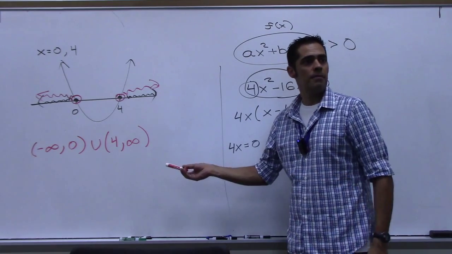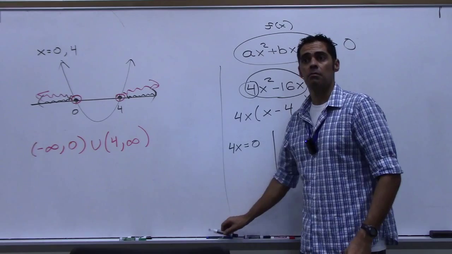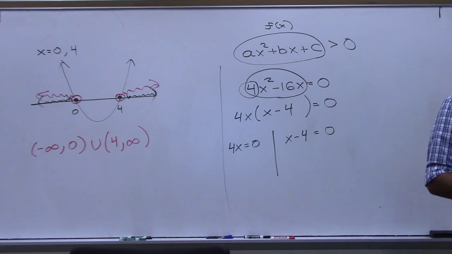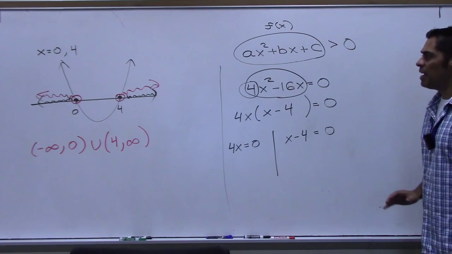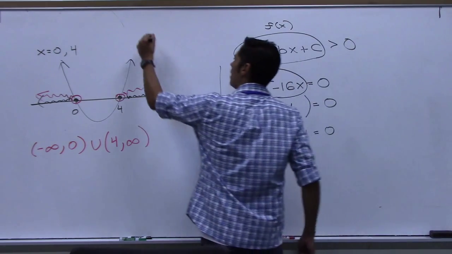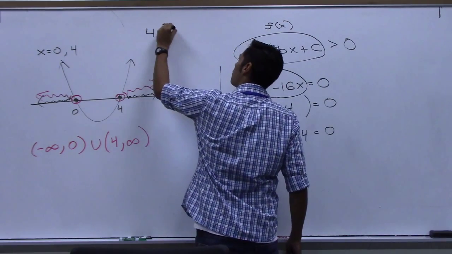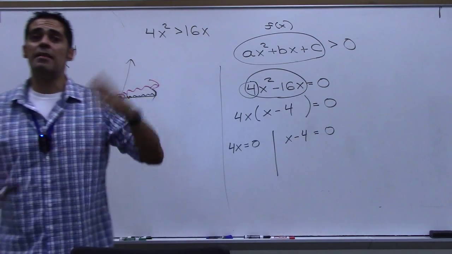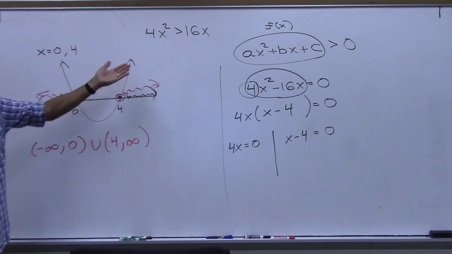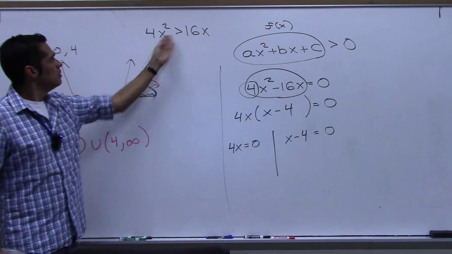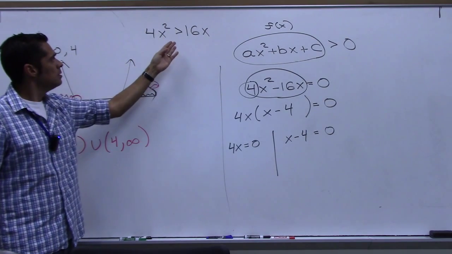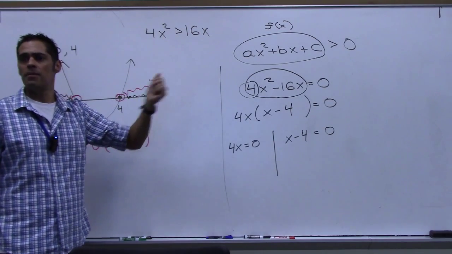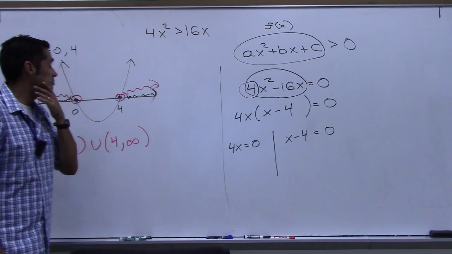That's the answer. You're solving an inequality, right? So what we were saying in the very beginning of the problem, we were saying, hey, look, everyone, 4x squared greater than 16x. Tell me what x's make that true. Does 1 work? Plug in 1. Is 4 greater than 16? No.